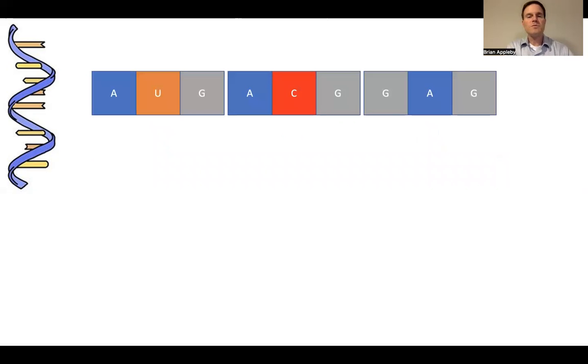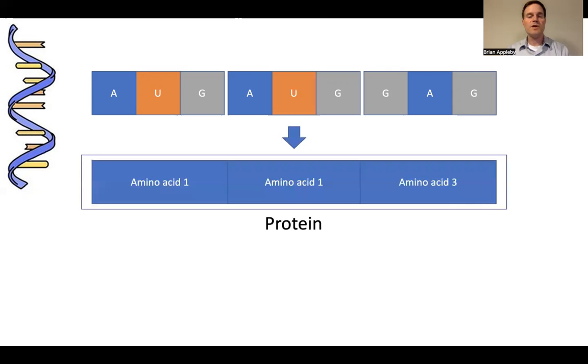So what happens with genetic mutations? If this is our original code, and we have a mutation in the very middle where that C is changed to a U, what will happen is that different amino acids will be produced. So before you had amino acid 1, then amino acid 2, and amino acid 3. But after the change, you would have amino acid 1, and then amino acid 3. So you would have a different sequence of amino acids.